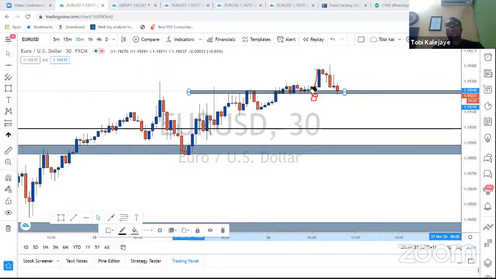When you're trying to buy, you're expecting an increase in price from a particular demand zone. You need to see bullish patterns that confirm to you that yes, the bulls are ready to take the price up. On the other hand, when you are trying to sell from a resistance level, you need to see confirmed bearish patterns that support the bias you are trying to have on the trade.